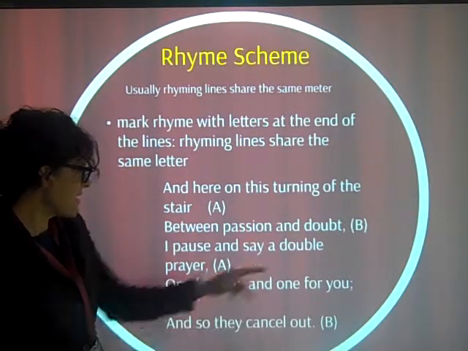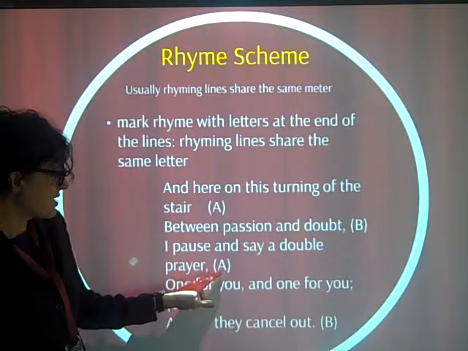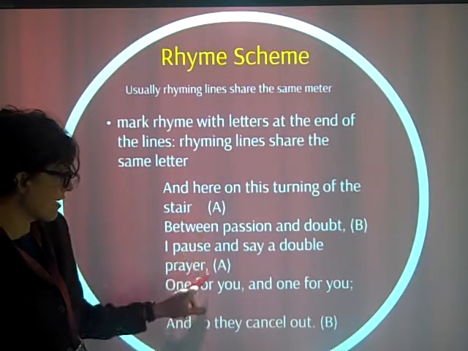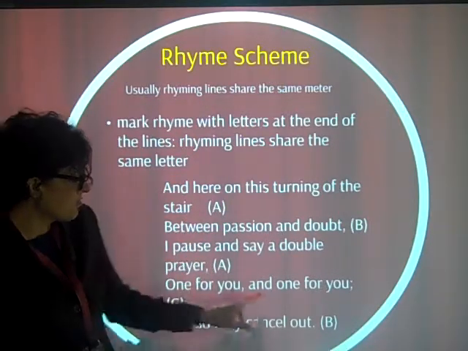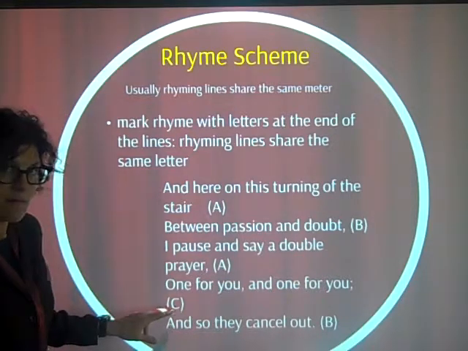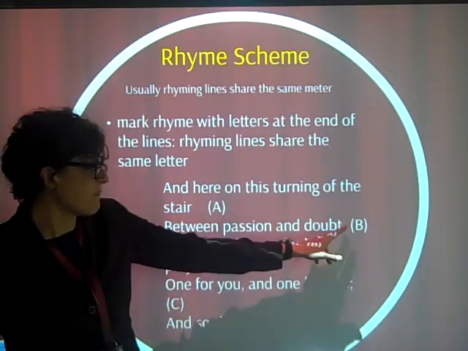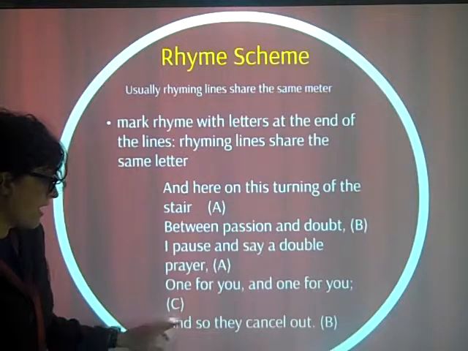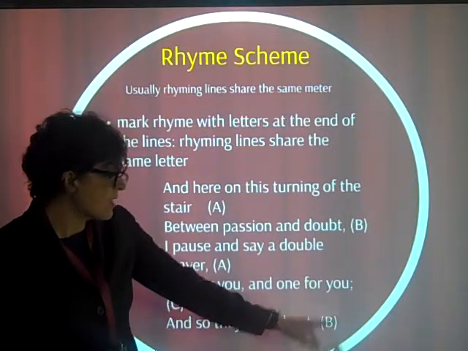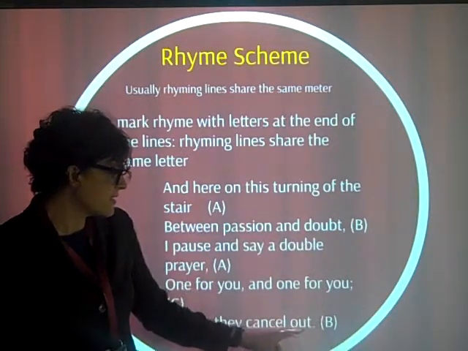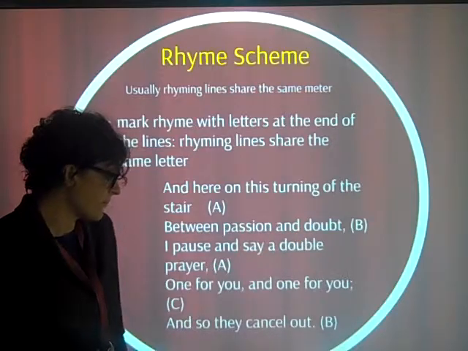"I pause and say a double prayer." Notice I use an A again because of the rhyme. "One for you and one for you." C, because it doesn't rhyme with either of the words we've seen so far. B, again, designates the rhyme that we see here.